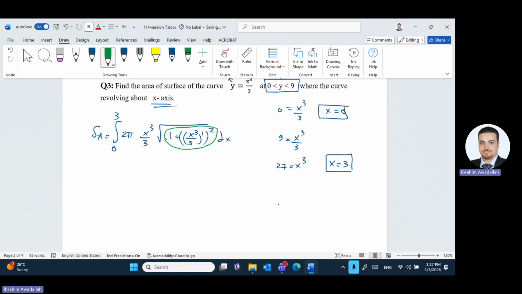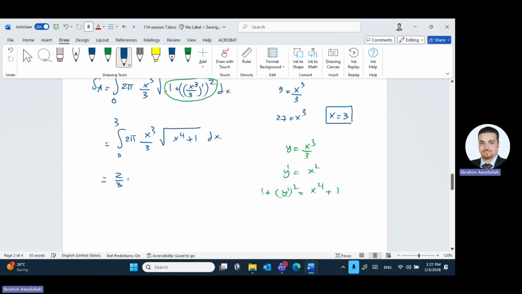So on the side with a different color, we have y equals x to the power 3 over 3, y prime equals 3x squared. So 3 with 3 will be cancelled. y prime squared equals x to the power 4, plus 1 here, plus 1 here. So this will be the integration from 0 to 3, 2 pi x to the power 3 divided by 3 under the root. We have x to the power 4 plus 1 dx. Substitution method, it's clear.